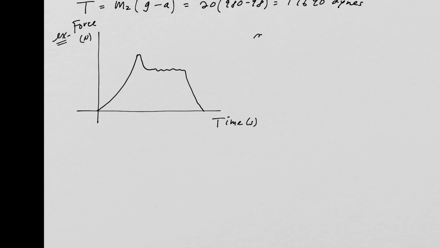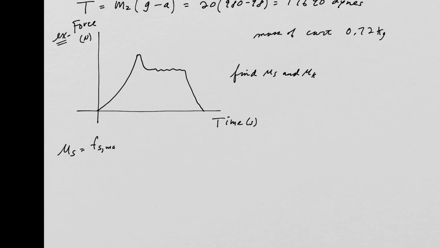Let's say you're told that the mass of the cart was 0.72 kilograms, the total mass, and we want to find μs and μk. We want to find the two coefficients, given that information. So remember, to find the coefficients, μs is simply going to be Fs max divided by the normal force, and then μk will be Fk divided by the normal force.